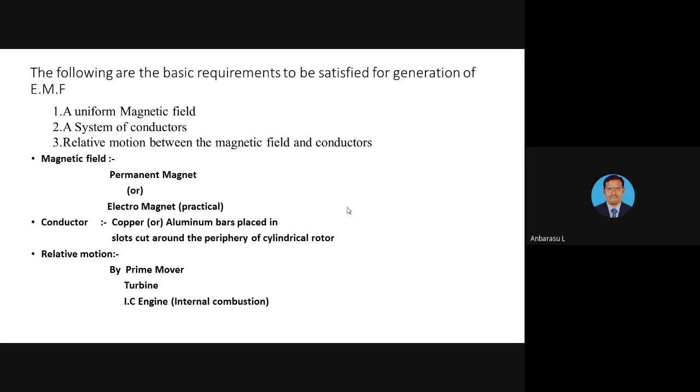The third one is the relative motion between these two things. Either the magnetic field can rotate or the conductor can rotate. By means of a prime mover, we can rotate either the magnetic field or the conductor. A turbine, IC engine, or diesel engine can be employed as the prime mover.